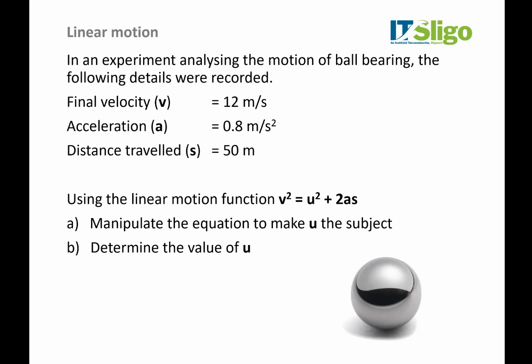Once we get u on its own, guys, we're asked to determine what its value is. Now u is the initial velocity of the ball bearing. We've measured its final velocity, we've measured its acceleration, and we measured the distance it travelled.